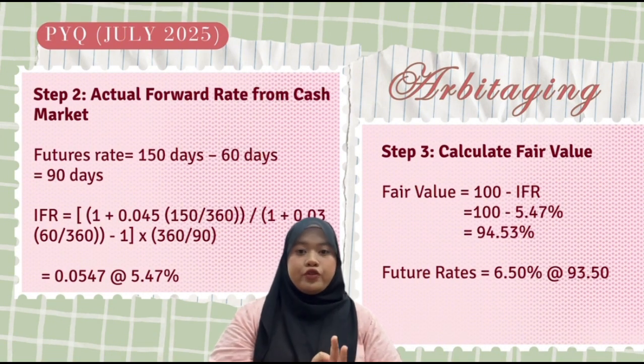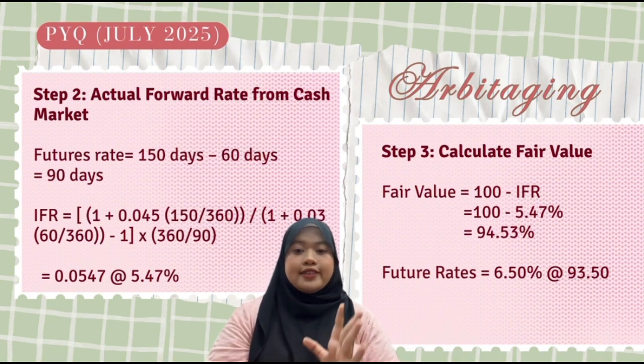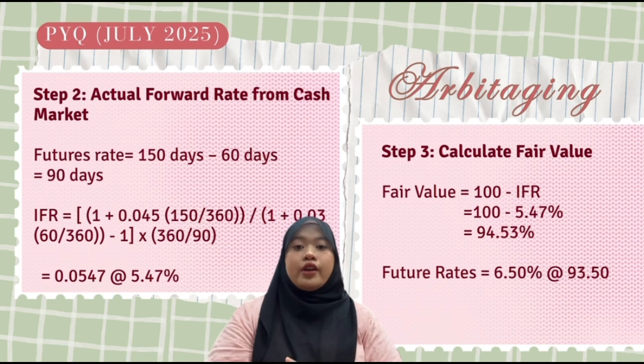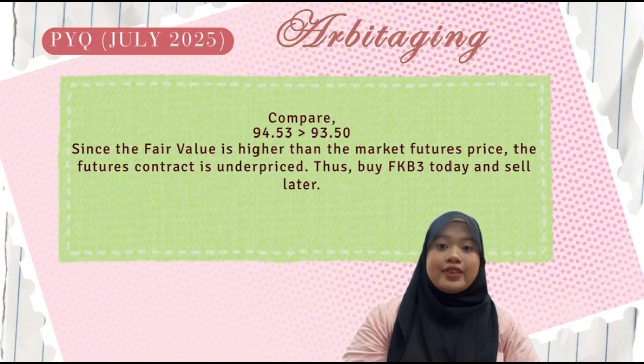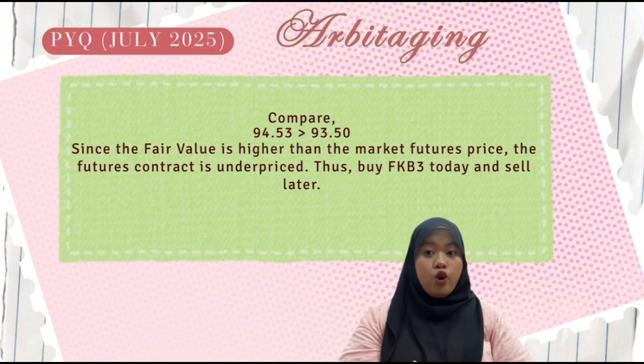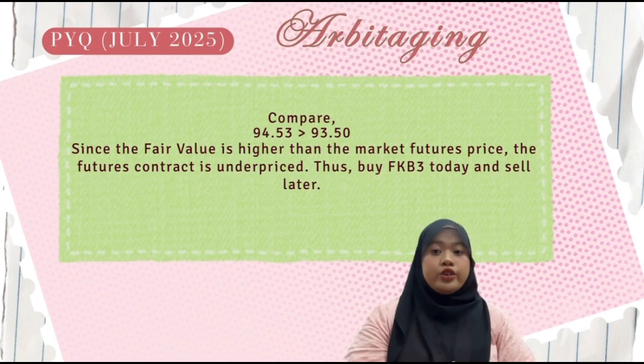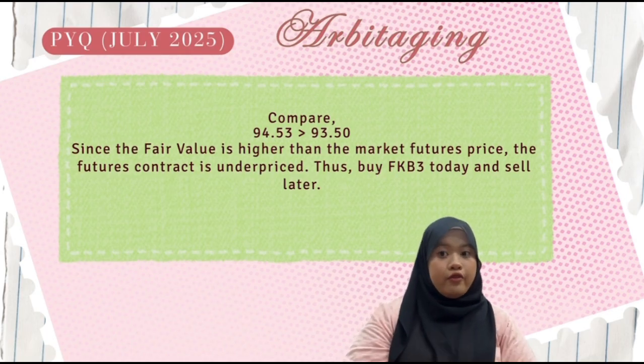Concluding step 3, the market futures price is 93.5. Theoretical fair value is 94.53. Since 94.53 is greater than 93.5, the futures is underpriced. So, we will buy futures, which is a long position, and expect the price to rise to fair value.